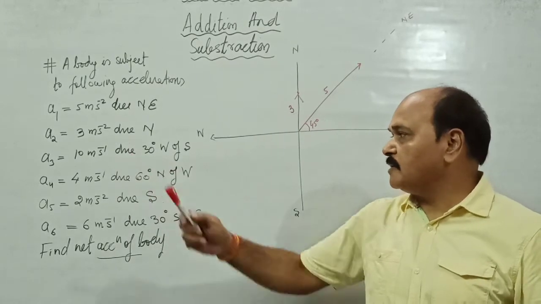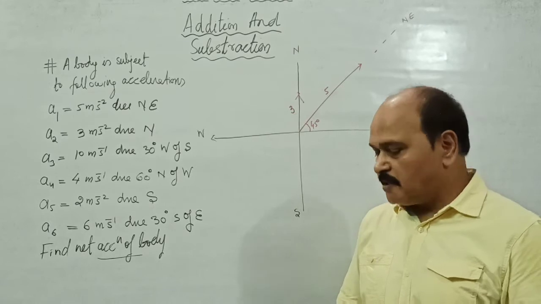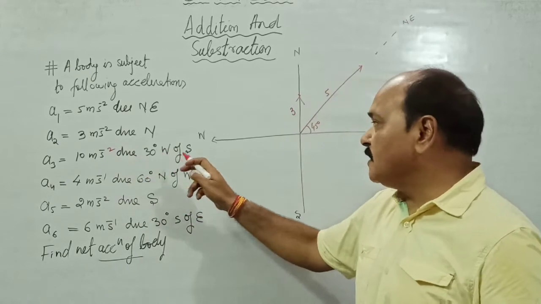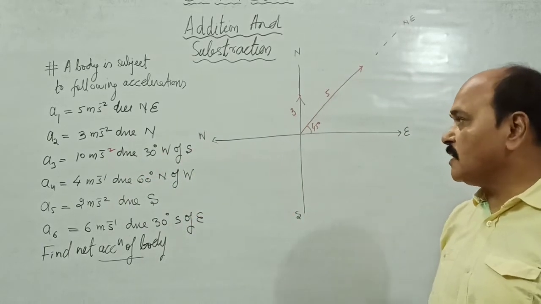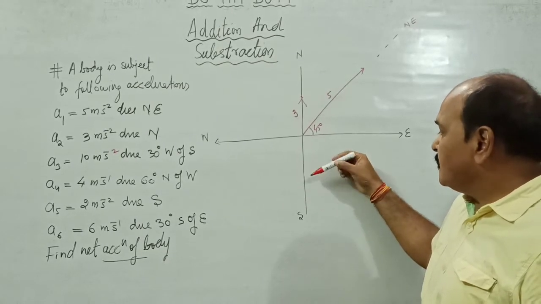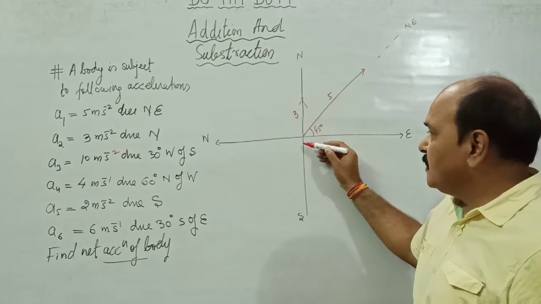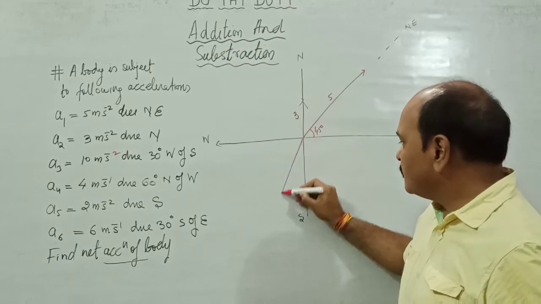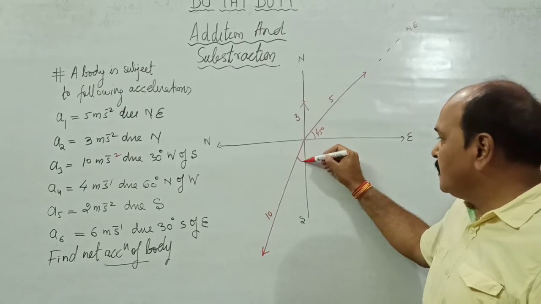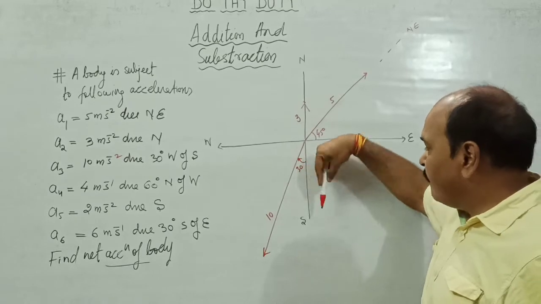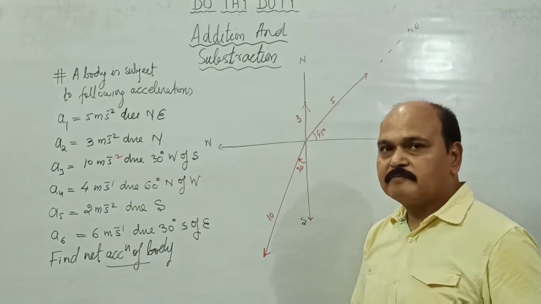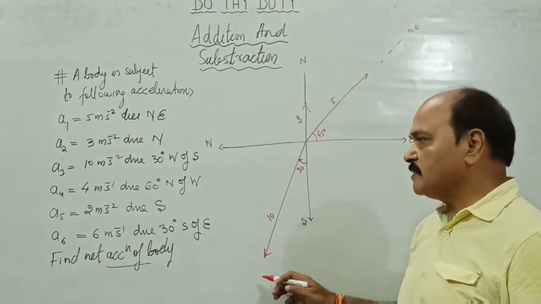Let us see vector number 3. Vector number 3 is 10 meter per second square, due 30 degree west of south. This is south and this is west. So 30 degree west of south, this is the vector. This is 10 meter per second square acceleration, and this is 30 degree west of south. This is vector number 3. If you wish, you can write A3.